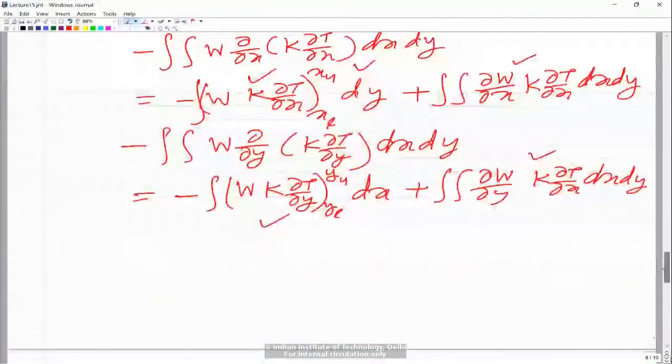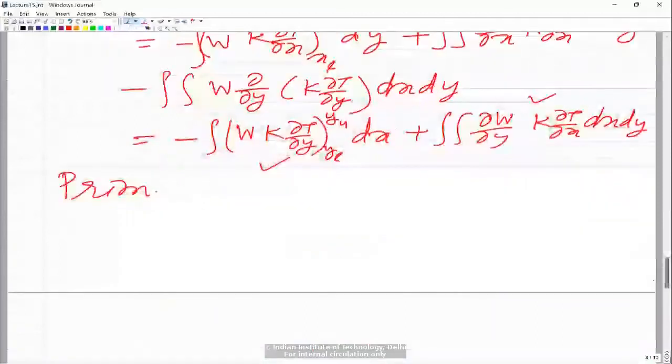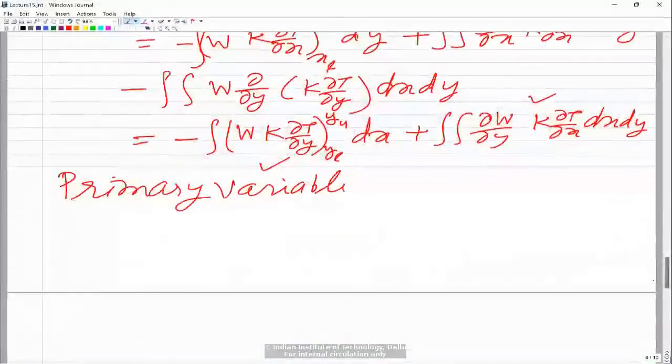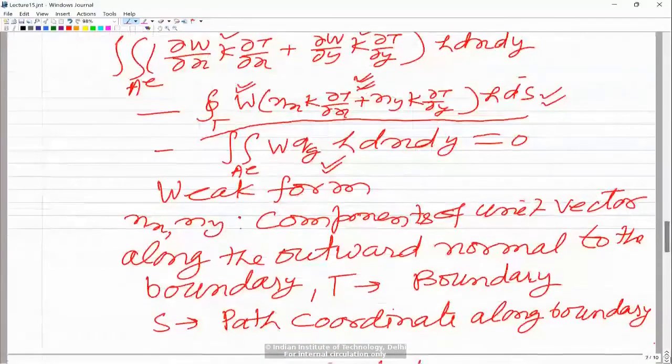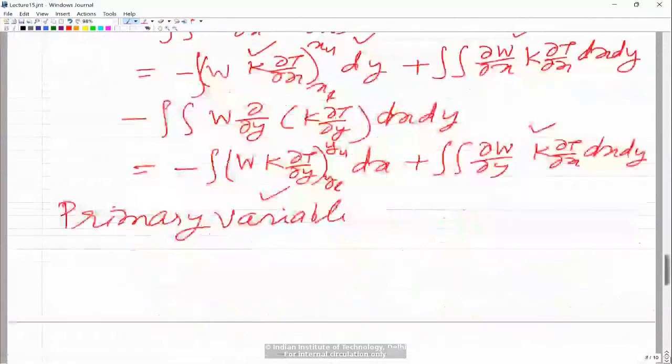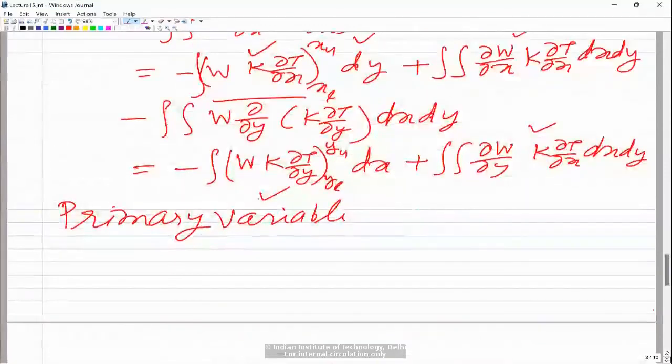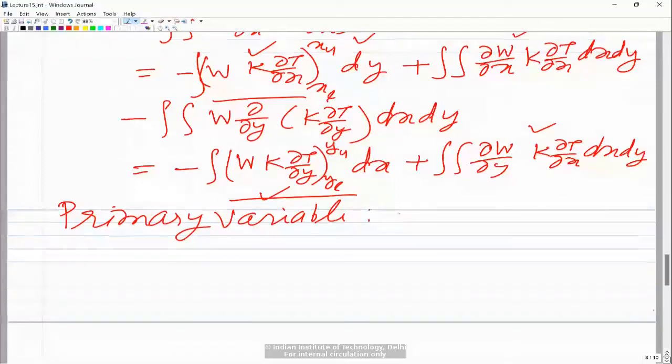Now if you look at the weak form, you can identify the primary and secondary variables. If you look at this boundary integral term, only w is coming. The primary variable is only w, and one needs to combine these two for the secondary variable. So in place of w, if we write T, that will be the primary variable. In this case, simply T, the temperature, is the primary variable.